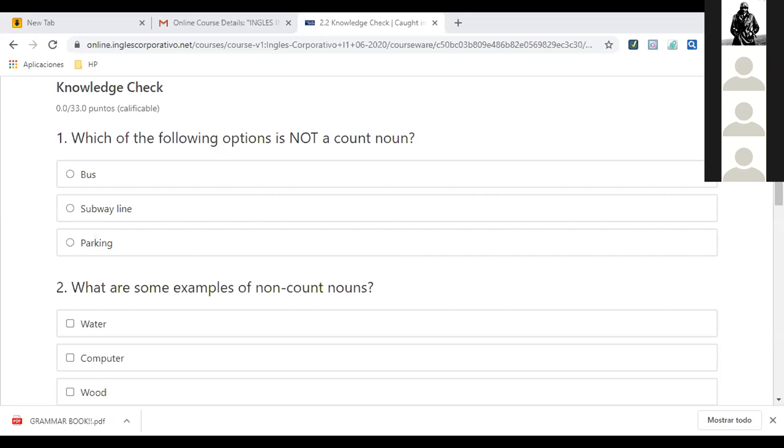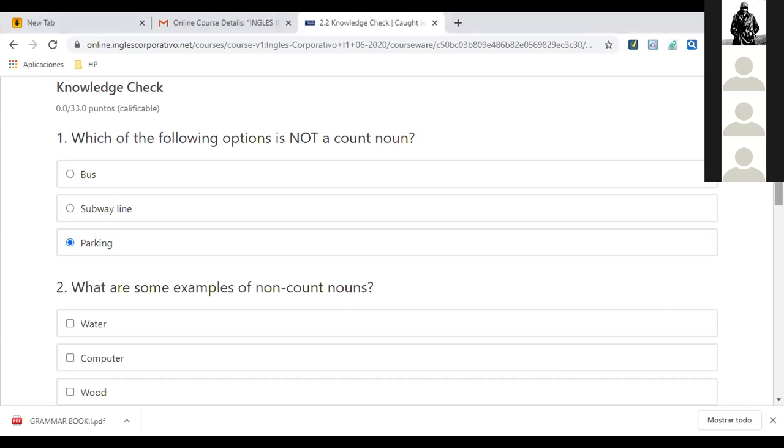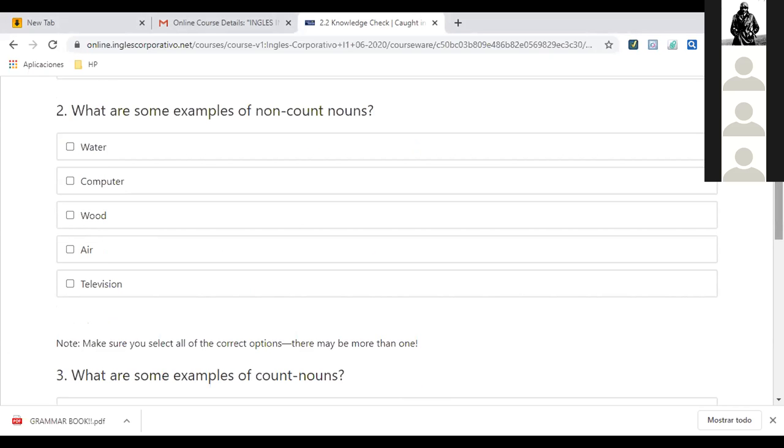Can you count buses? Yes, you can. Can you count subway lines? Yes, you can. So the answer is parking. Now remember, if the answer were parking spaces, then it would be countable. Question number two. What are some examples of non-count nouns?